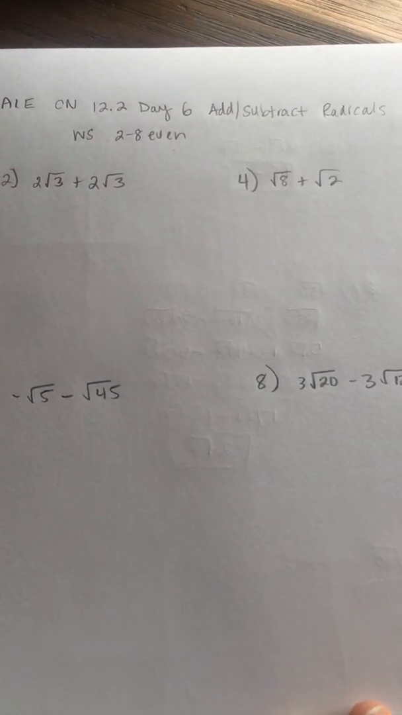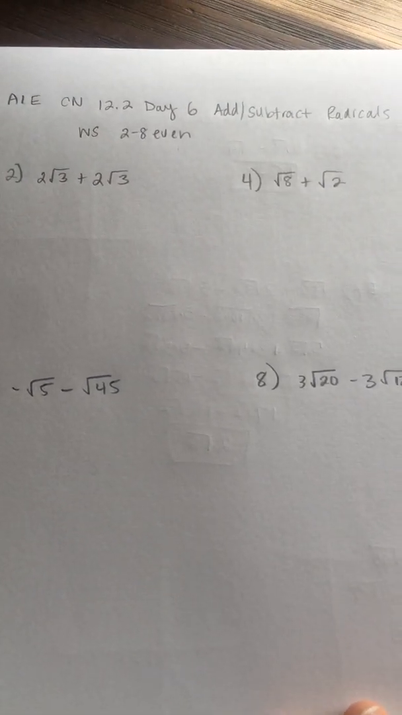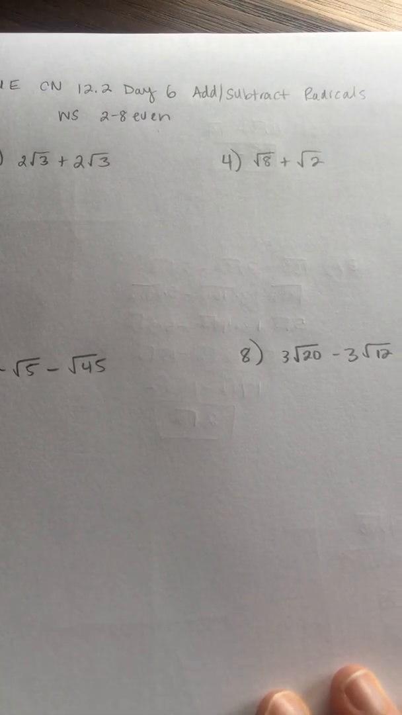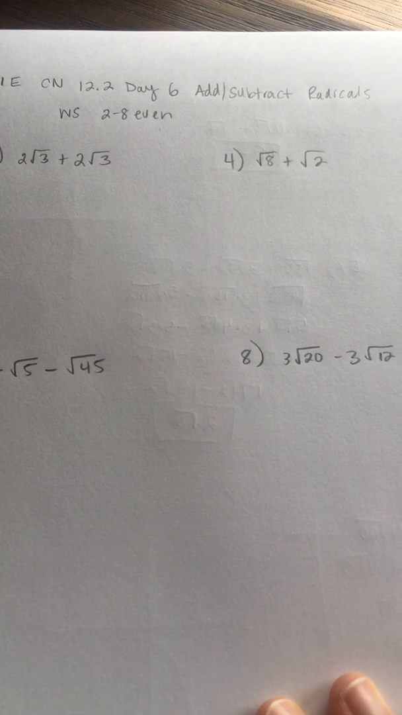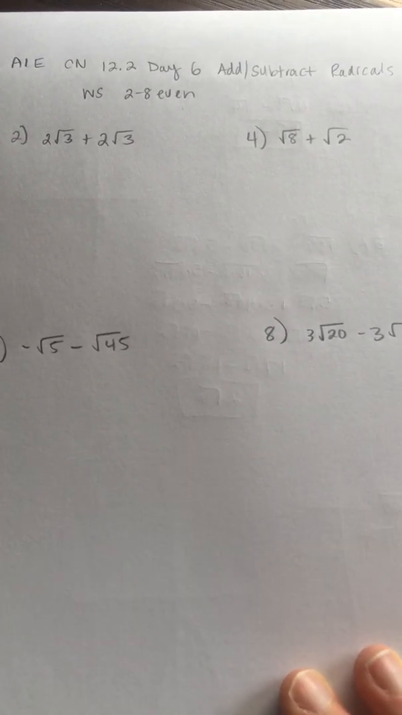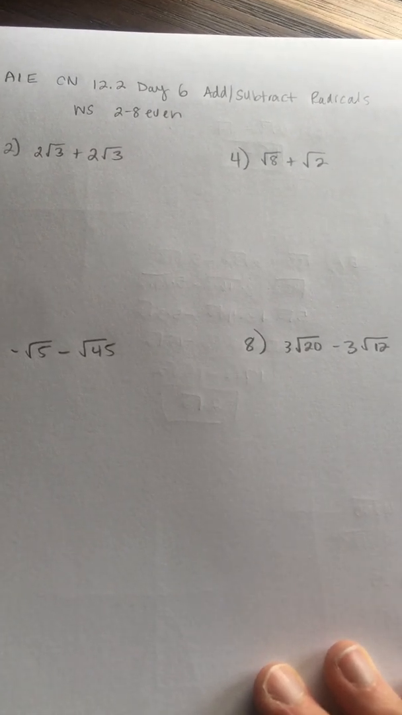Hi everyone, we're going to take our day 6 class notes in 12.2, and we are again reviewing adding and subtracting radicals from yesterday. So I've created a worksheet. I'm going to work through 2 through 8 even, and then you'll work through 1 through 7 odd for homework.